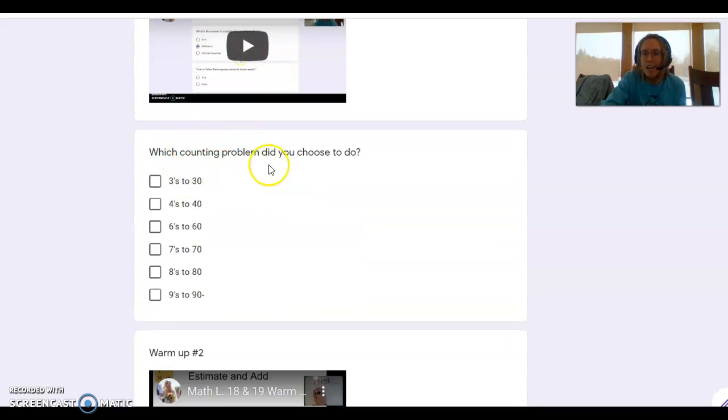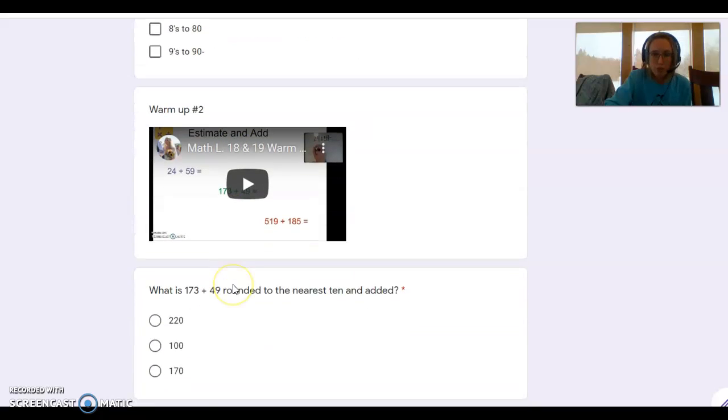All right, then we went on and you got to choose one or more if you chose to do more, counting. Which one did you do on your paper? Did you do 3s to 30s, 3s to 30, 7s to 70? Which one? You can choose.